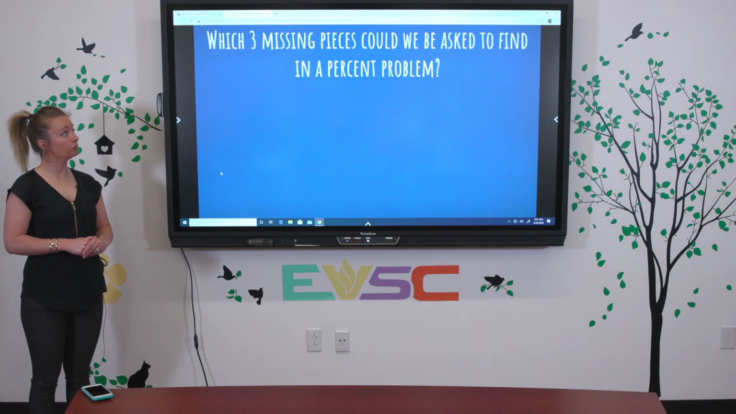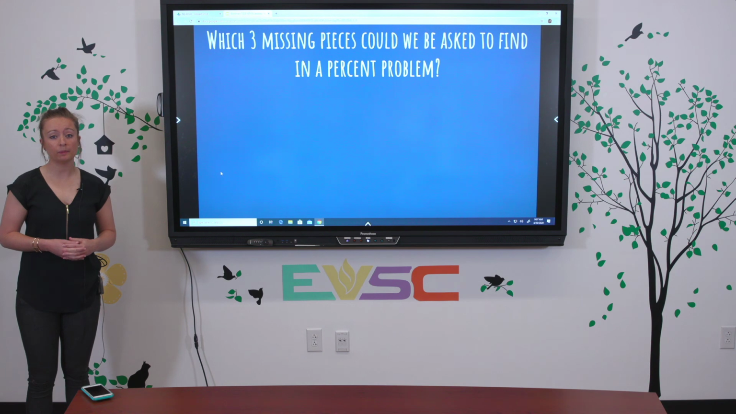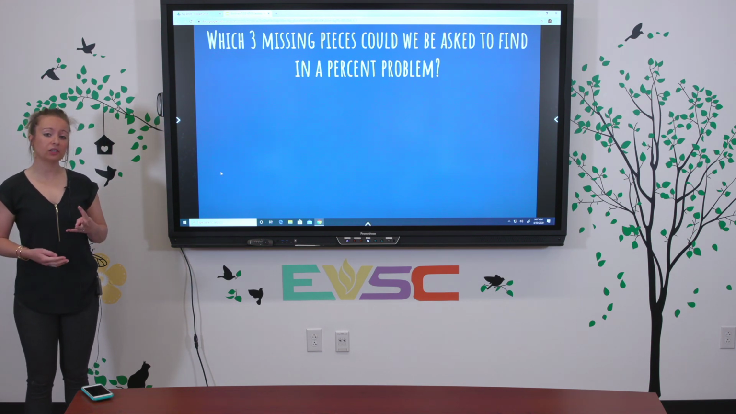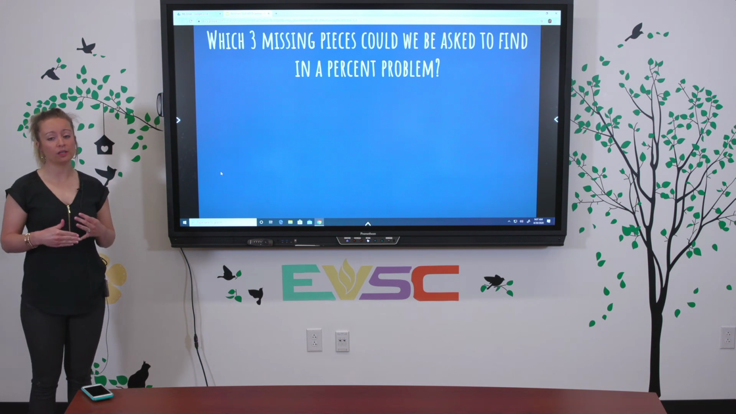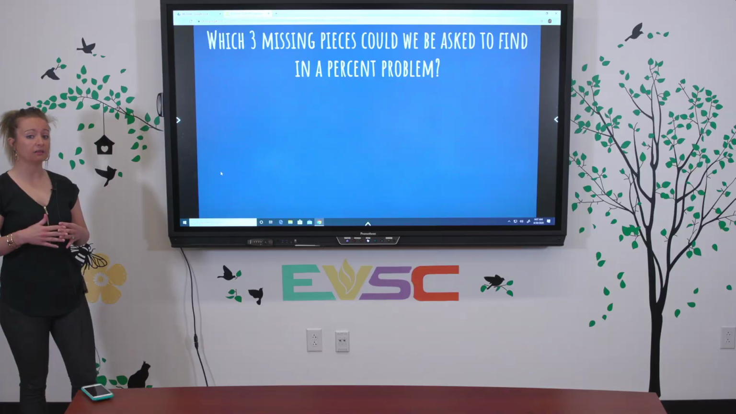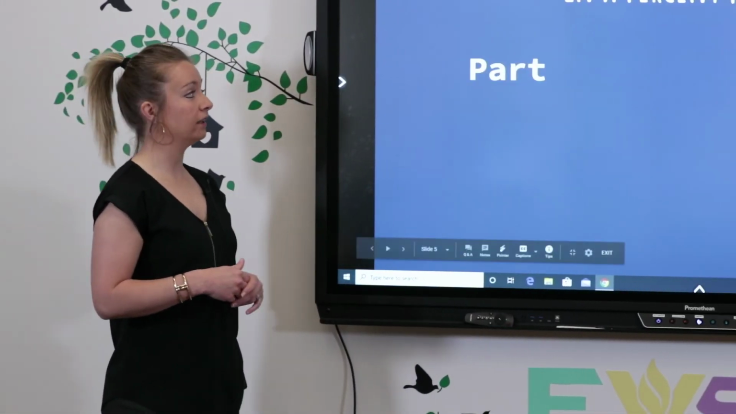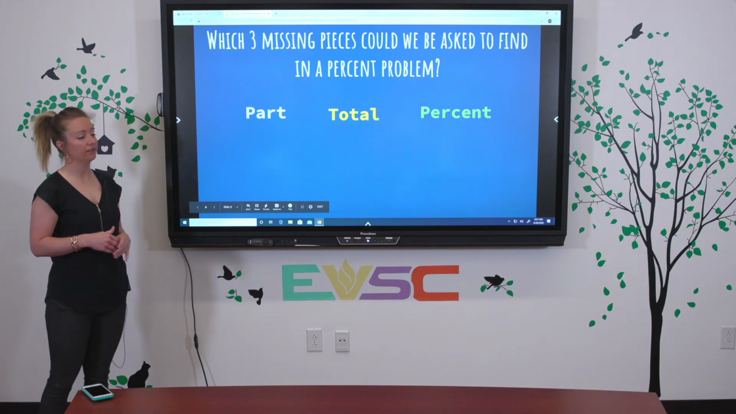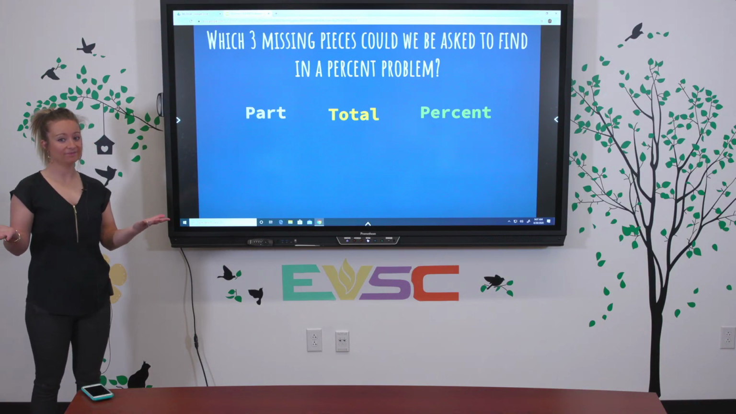Okay, so which three missing pieces could we be asked to find in any percent problem? He talked about the relationship between four numbers, one of those numbers being 100. Let's think about those three pieces that we could be asked to find. We could be asked to find the part, the total, or the percent. Did you get it right?